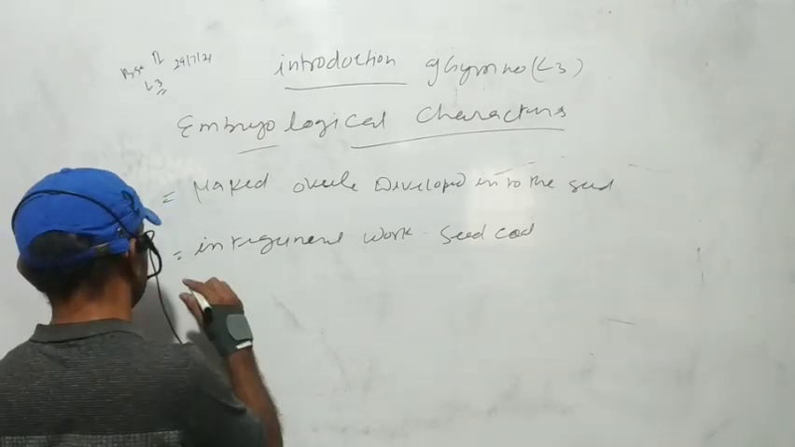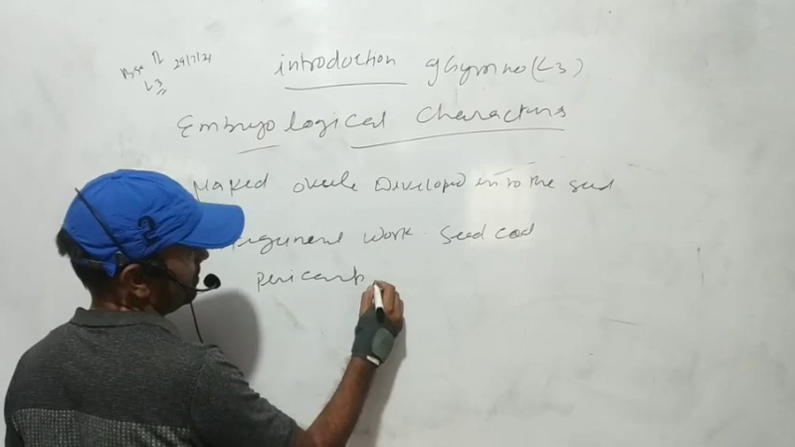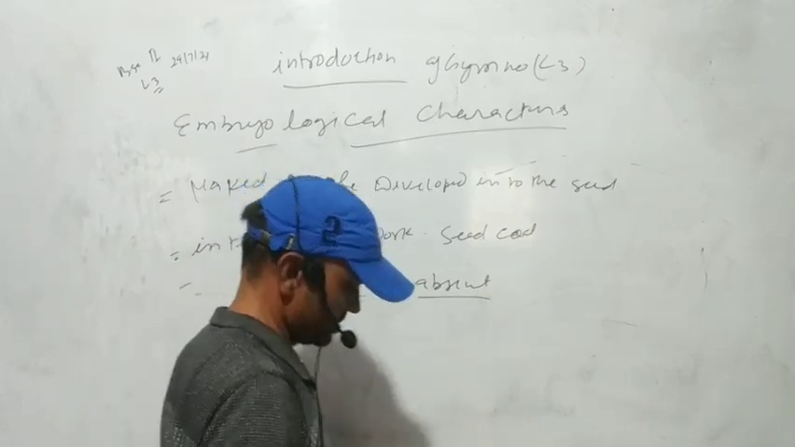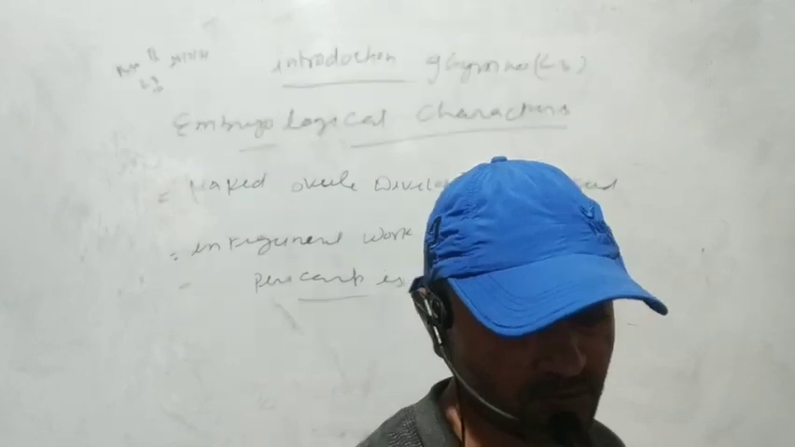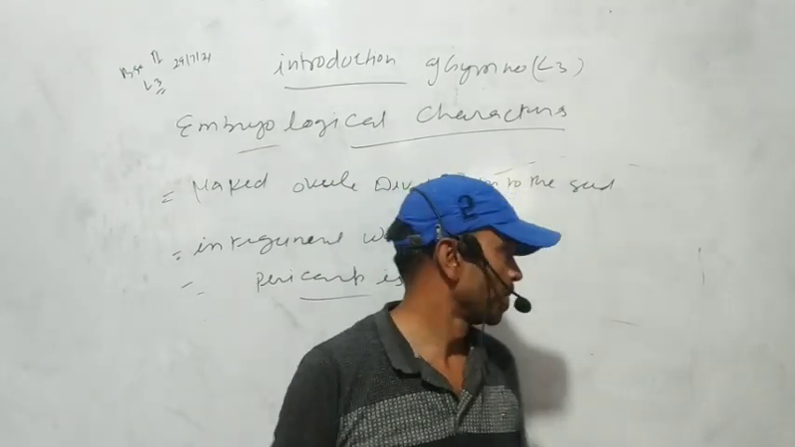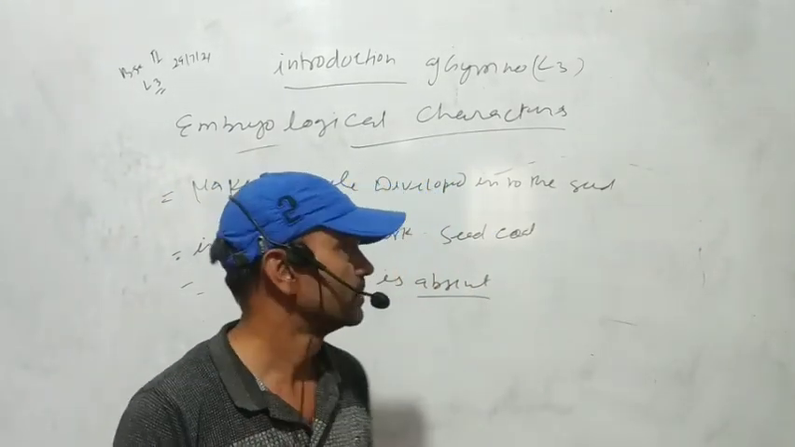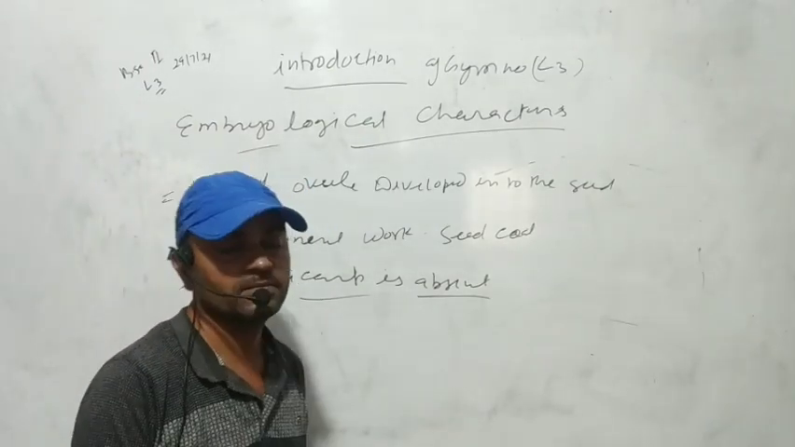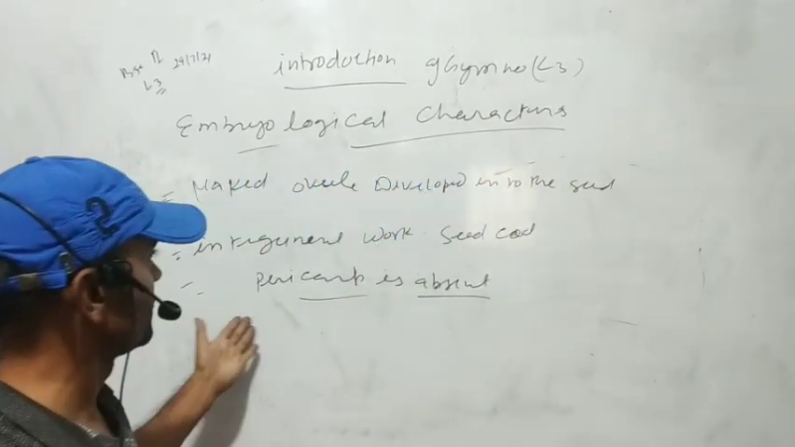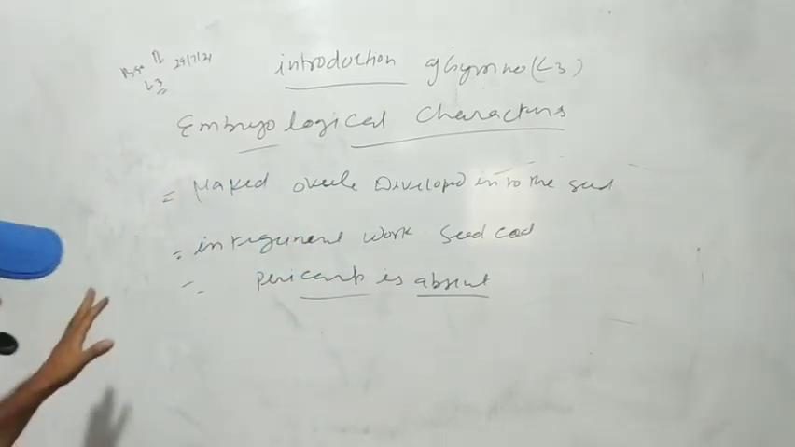And the most important character here: pericarp is absent, because you learned in 12th class that in gymnosperm no fruit is found. The outermost layer of fruit is known as pericarp, but in gymnosperm no fruit formation is found. So that is why we say the pericarp is absent. Integument works as seed coat. Here this is the point, pericarp is absent.